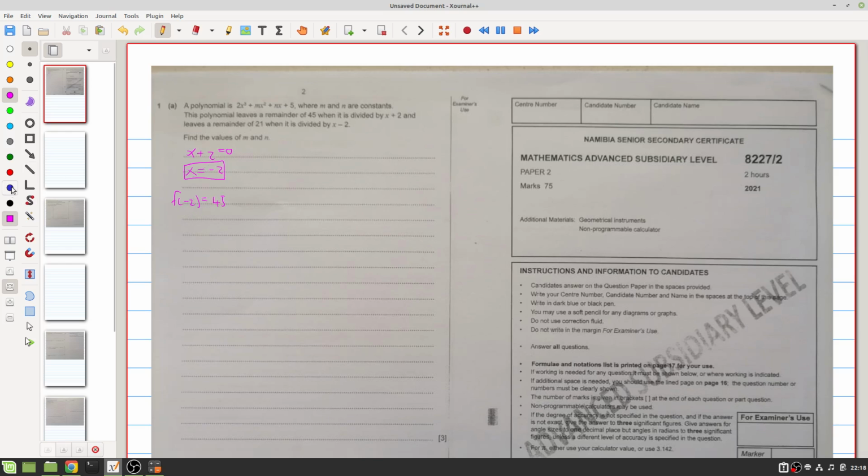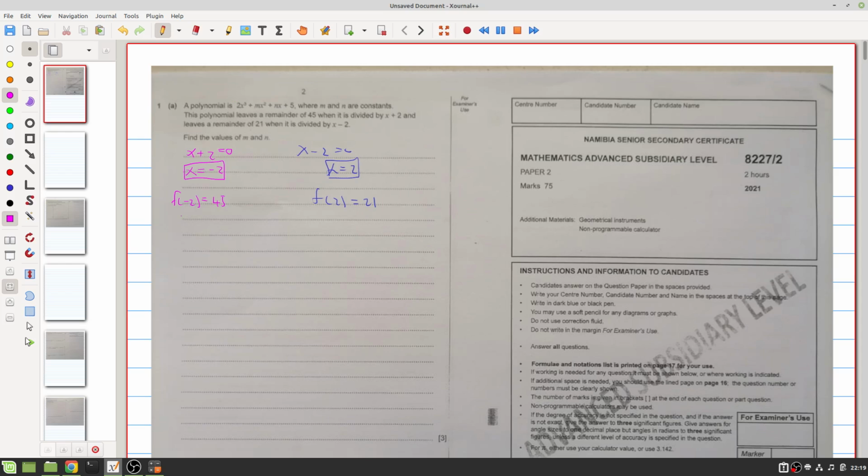So that's one equation. Now we can do the same with when we divide by x minus 2. So if we divide it by x minus 2, we'll get x equals 2 as the solution. So x equals 2, if we substitute that in, we have a remainder of 21. So there's our second equation. And now we can just form two equations by substituting in and then solving them simultaneously.